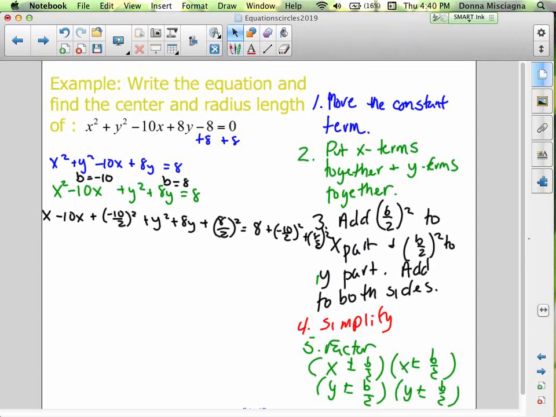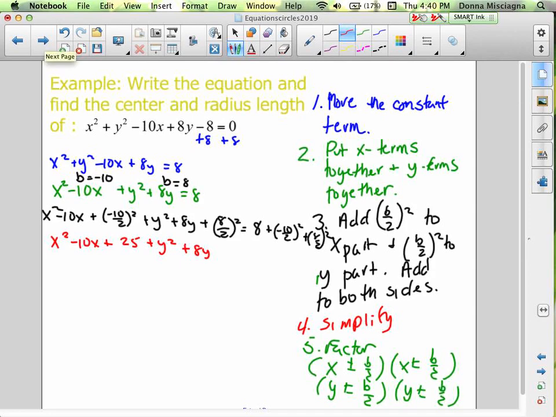All right, so now let's simplify. We're going to simplify that negative 10 divided by 2. That'd be x squared. Oops, we lost a square. Just a little square got lost. X squared minus 10x plus negative 10 divided by 2 is negative 5. Negative 5 squared is 25. Plus y squared plus 8y. 8 divided by 2 is 4. 4 squared is 16. Equals 8 plus 25 plus 16. All right, so let's add those together. So we have x squared minus 10x plus 25 plus y squared plus 8y plus 16 equals. So 25 plus 8 would be 33. 33 plus 16 would be 49.